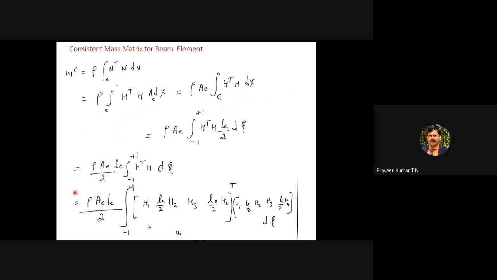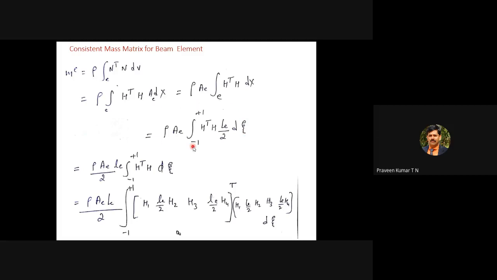Then the general formula for the beam remains the same: rho into N transpose N into dV. So N transpose N is replaced by H transpose H. The dV is as usual A into dx, the elementary strip volume given by the area of the cross section of the beam into the length we are considering, which is dx. This dx should be replaced by LE by 2 dxi, and you change the integral the same as in the previous case.